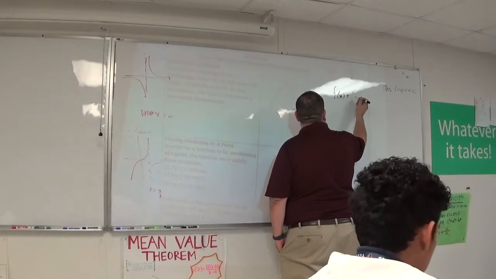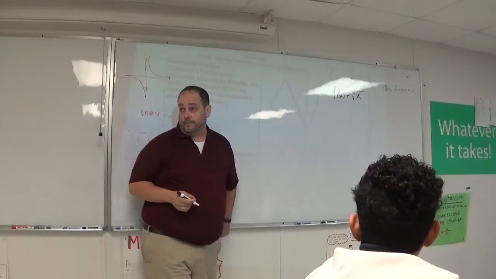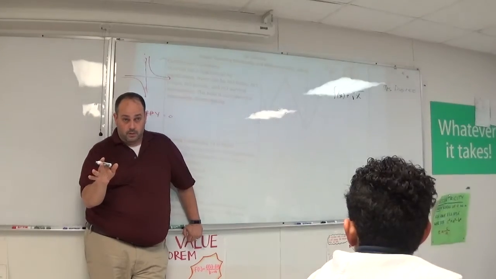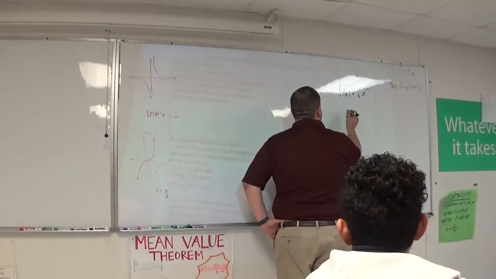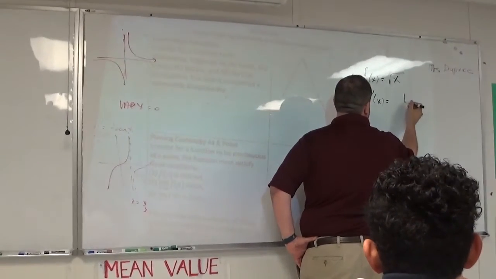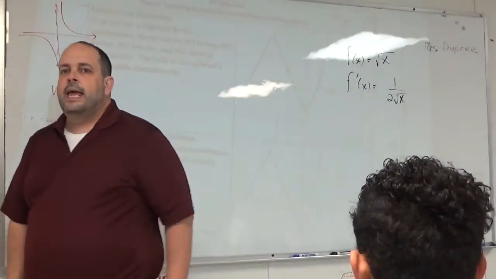So let me look at this guy here, f of x equals the square root of x, for example. Is this function continuous? Yes. It's a parent function. You know this really well. Now, is it differentiable? Well, let me find the derivative, and finding the derivative of the square root of x should be easy at this point. 1 over 2 times the square root of x.